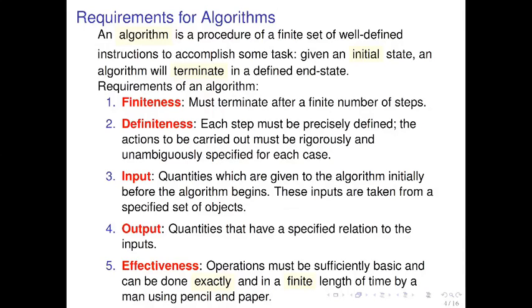Number 5 is the effectiveness. Operations must be sufficiently basic and can be done exactly and in a finite length of time, even if done by a person using pencil and paper. So you can't have the algorithm run forever.